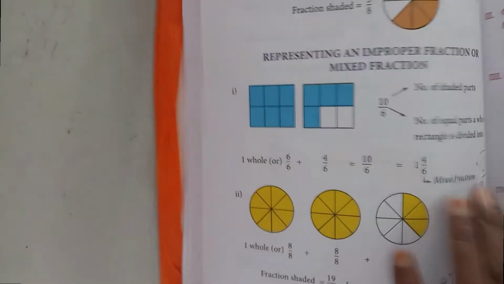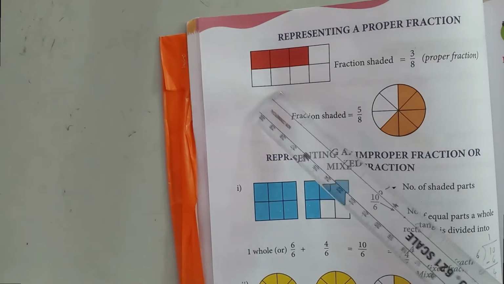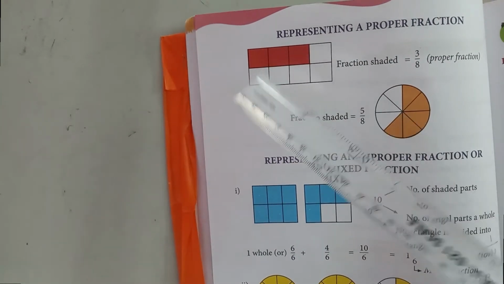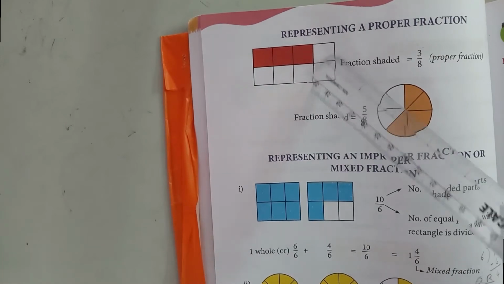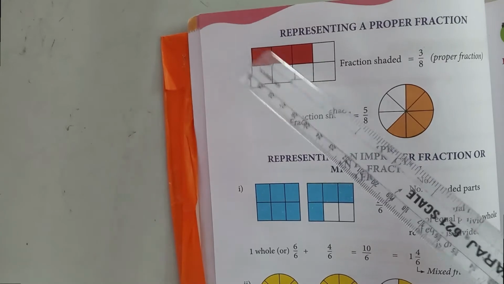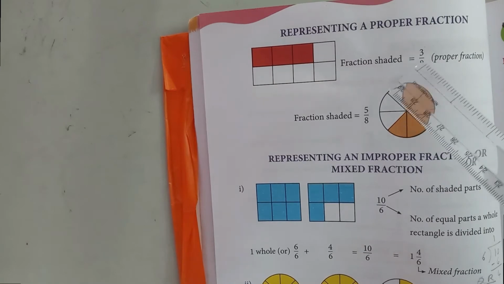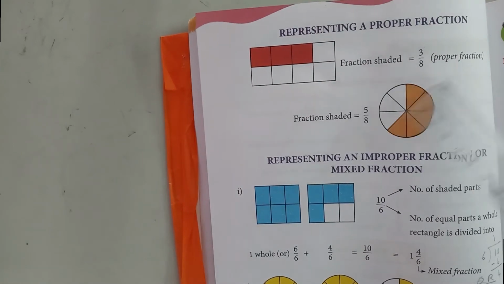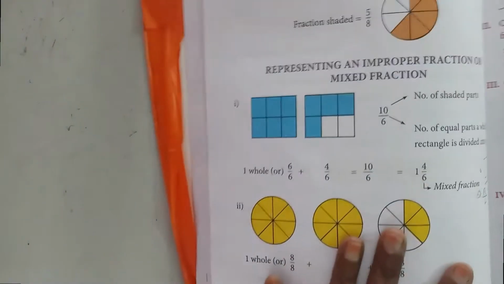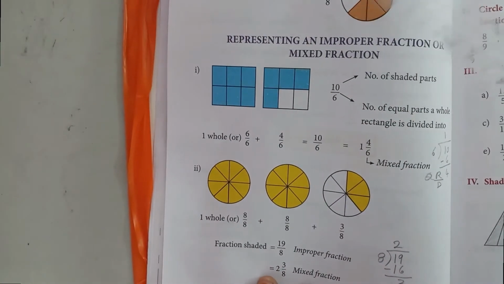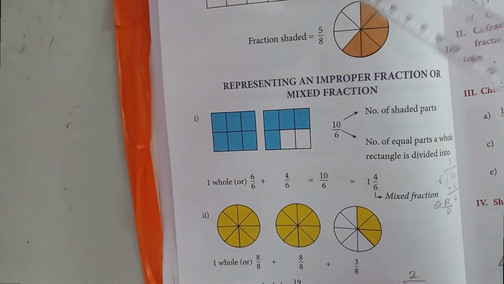Now move to representing a proper fraction. See how many parts there are in total. 1, 2, 3, 4, 5, 6, 7, 8 parts are there. Out of 8 parts, how many are colored? 3 parts are colored in red. So how will we write the fraction? 3 by 8. This is called a proper fraction. One more example is there. Fraction shaded. How many parts are there? First we have to check in a whole how many parts are there. See, a total of 8 parts are there.